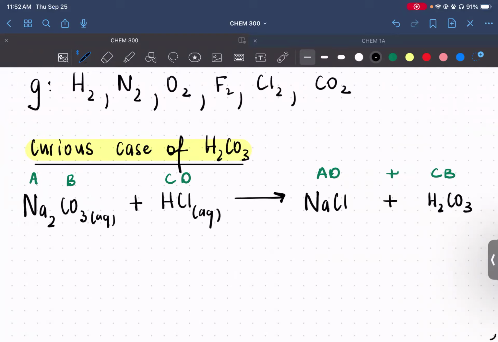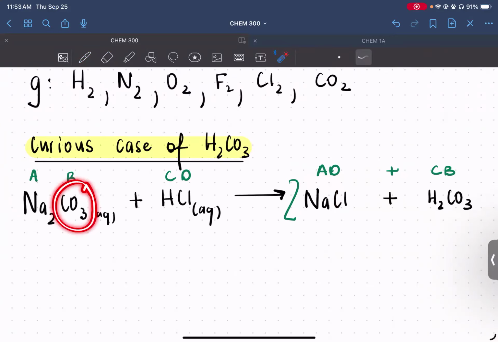Products predicted, ions matched, crisscross done. All that's left is to balance and include state symbols. 2 sodiums on the left, 1 sodium on the right. Easy fix. Just put a 2 in front of the NaCl.